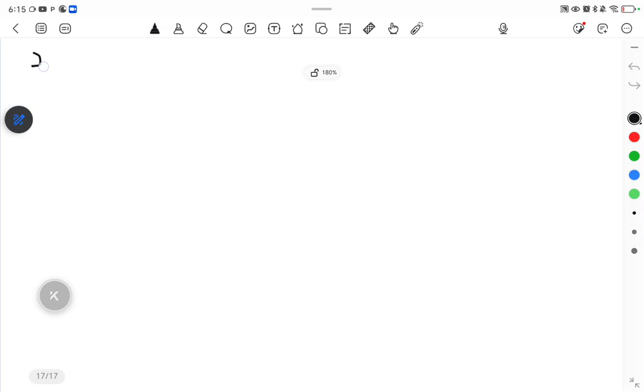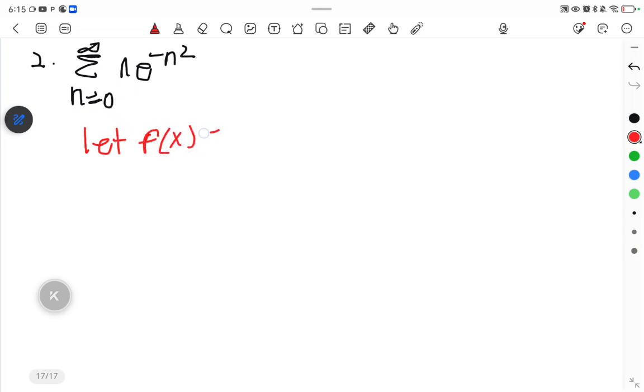we have the second one, they say we should check this integral from 0 to infinity of n e to the minus n squared. Remember, first thing that you do, you let f of x be equal to x e to the minus x squared. You see right? That's the first thing that you do. Then you check. If we check this, we realize that f of x is positive.